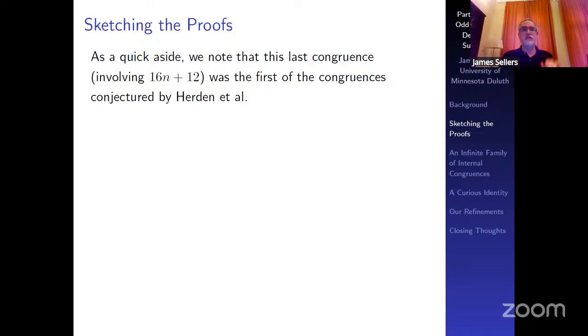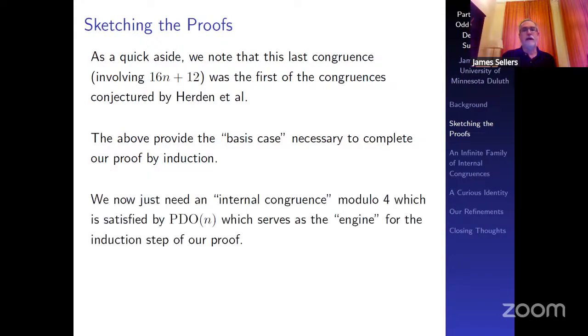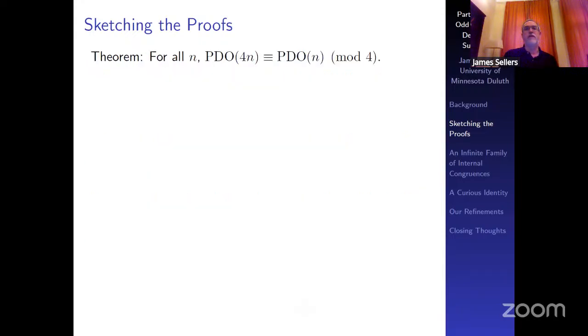Okay, so I just said that a moment ago. And so these results give me the basis case of a proof by induction. And now I need an internal congruence, which will serve as my engine for the induction, and here it is. The theorem is that PDO of 4n is congruent to PDO of n mod 4 for all n.